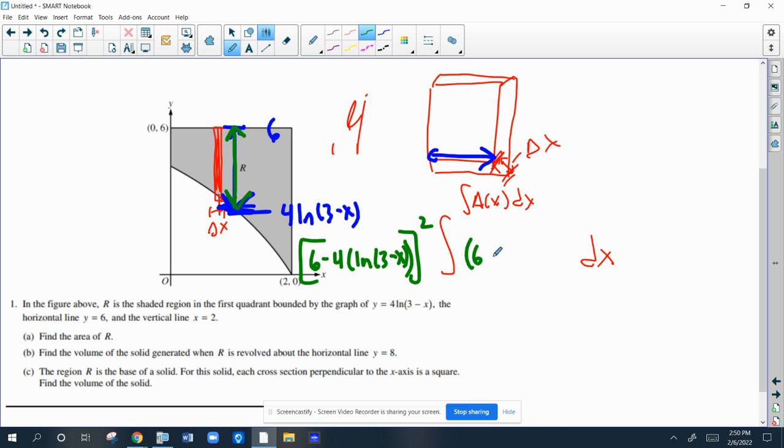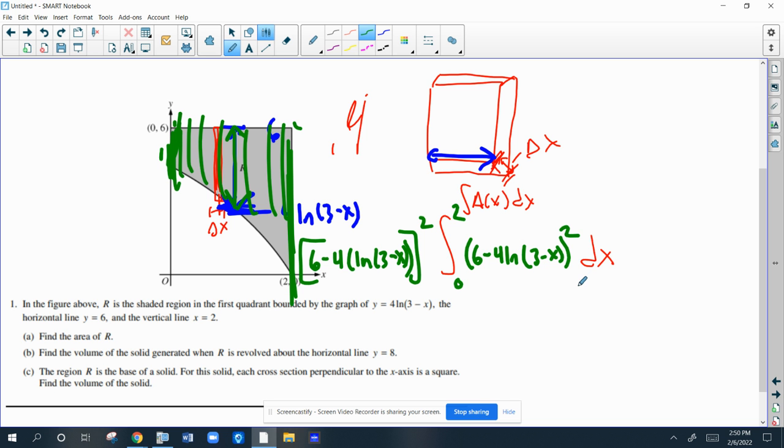Now, I did forget my limits temporarily. Those are easy. That never changes. When you do these problems, you're adding up all of these rectangles in the area, or squares, I should say. So we're going from this point, which is 0, to this point, which is 2. I forgot my square here. That should be it. That should do it.